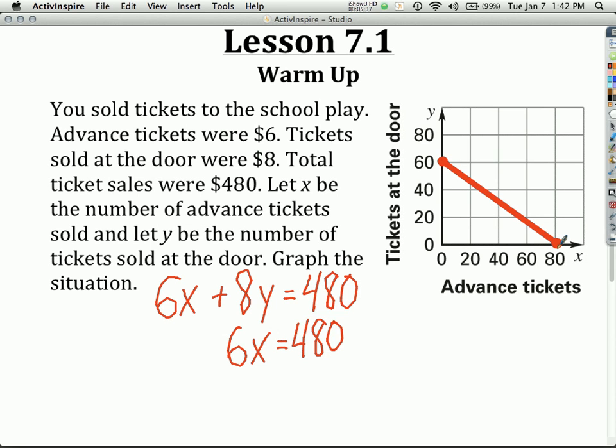To find the y-intercept, this point right here, you make the x into a 0, which that term will disappear, and you end up with 8y equals 480. Solve there, and you get 60. X and y intercepts, connect the points. Go ahead, Kayla, and then Dalton.